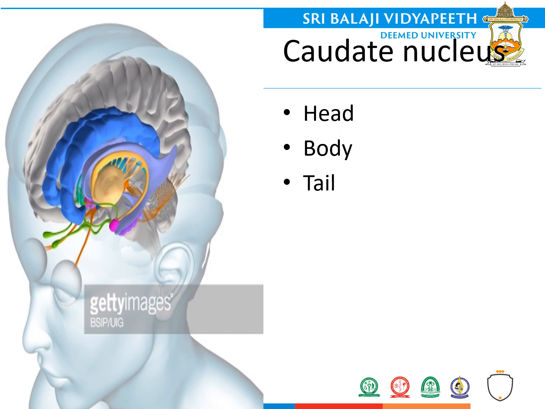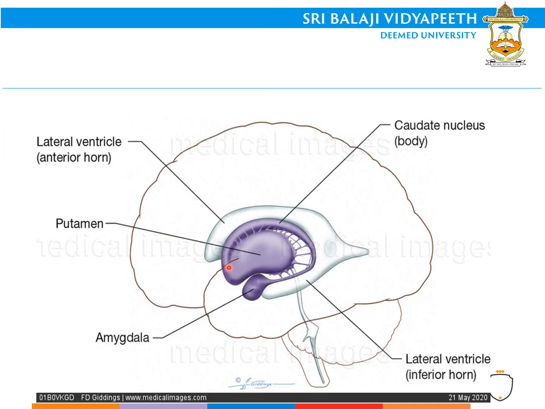The caudate nucleus has a head, a body, and a tail. This is the head, this is the body, and this is the tail of the caudate nucleus. And if you observe, it is closely related to the ventricles. This is the anterior horn of the lateral ventricle, this is the central part of the lateral ventricle, this is the posterior horn, and this is the inferior horn of the lateral ventricle.